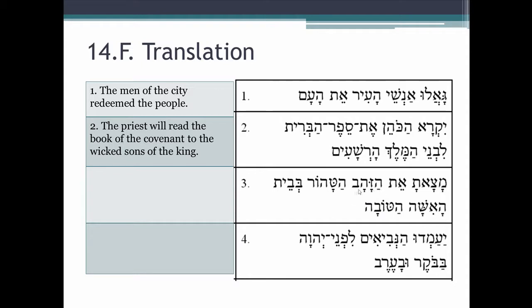Is it just the gold? What about this? Okay, it's not a construct relationship. These are not two nouns. One clue, of course, is your vocabulary. Tahor is going to be pure. That's an adjective.